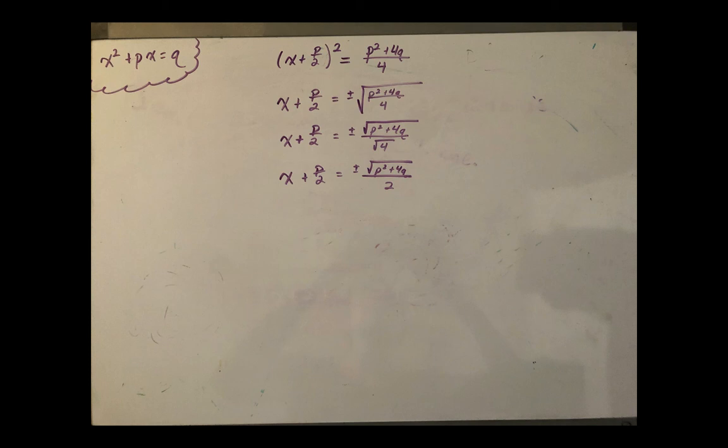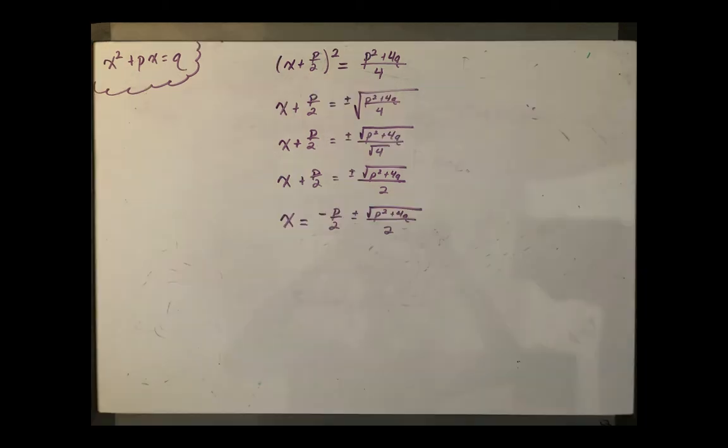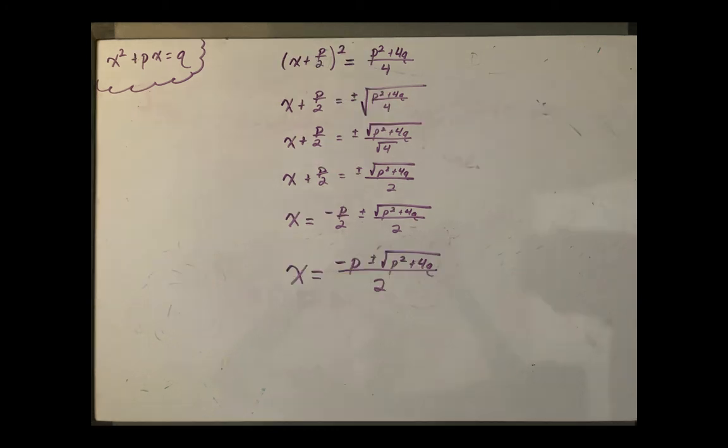And the goal is to get x alone, so we're going to subtract p over 2 from both sides. That gets us x equals negative p over 2 plus or minus the square root of p squared plus 4q over 2. Now we've got two fractions with the same denominator. We can combine them into one fraction, so we have x equals negative p plus or minus the square root of p squared plus 4q, and all of that is over 2.